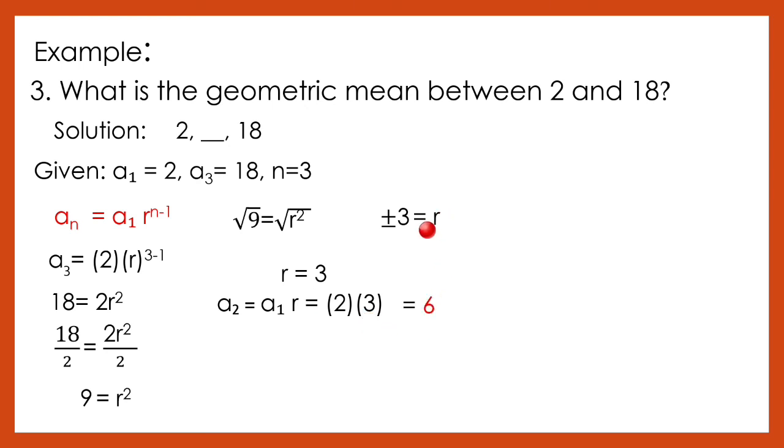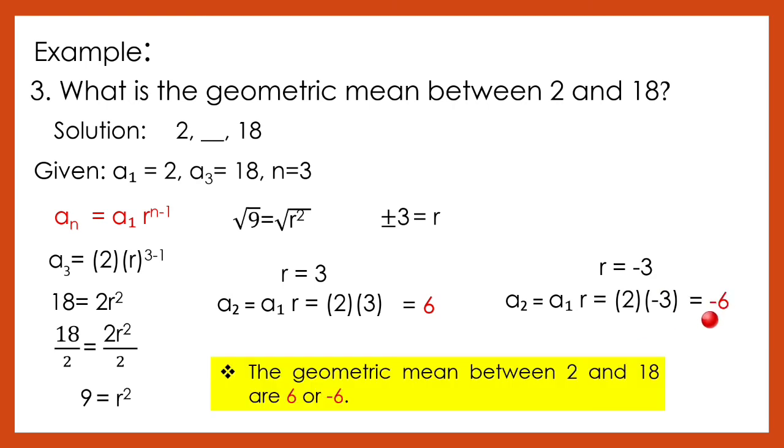Now if the ratio is negative 3, we do the same: a sub 2 equals a sub 1 times r. Our a sub 1 is 2. Our r is negative 3. 2 times negative 3 is negative 6. Therefore, the geometric mean between 2 and 18 is 6 or negative 6. So it could be 2, 6, 18 or 2, negative 6, positive 18.